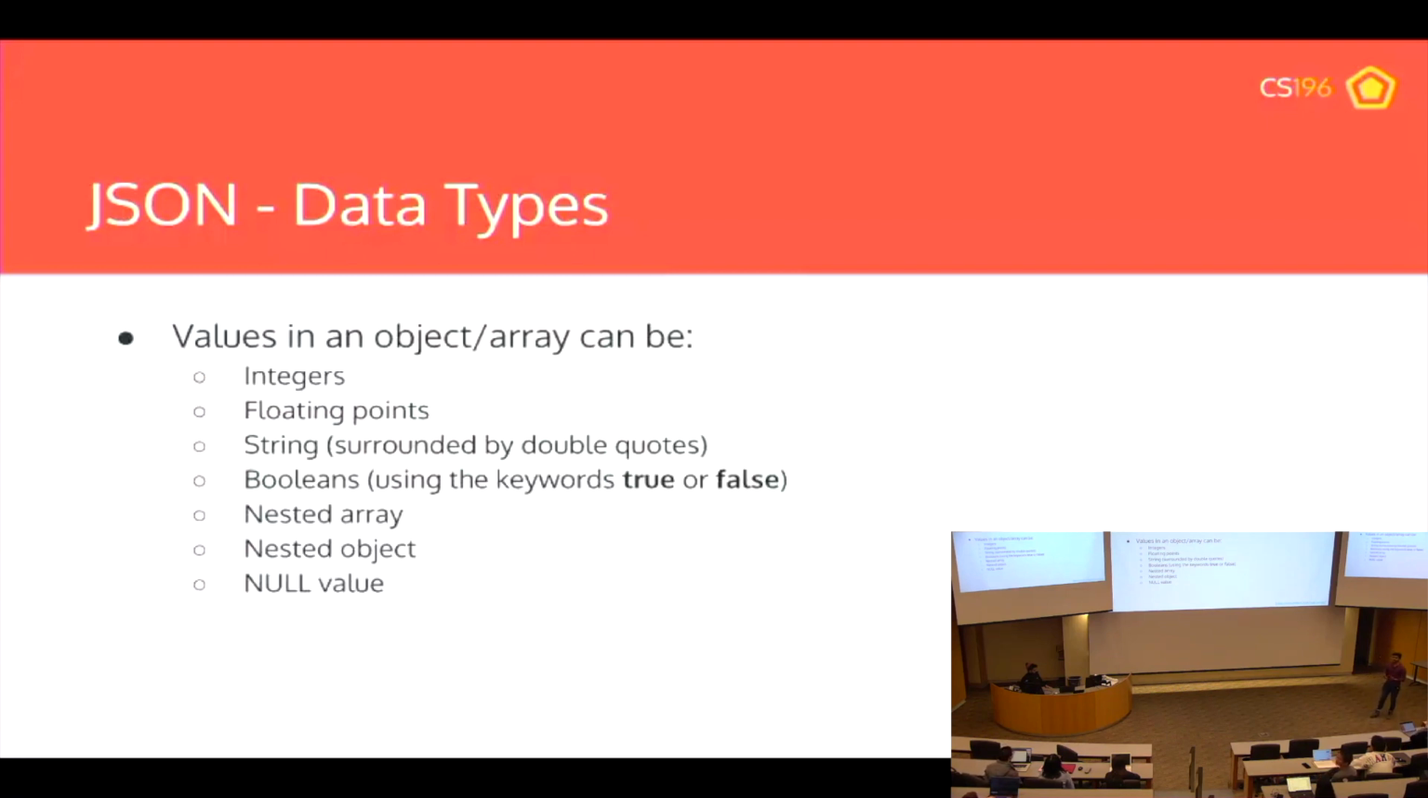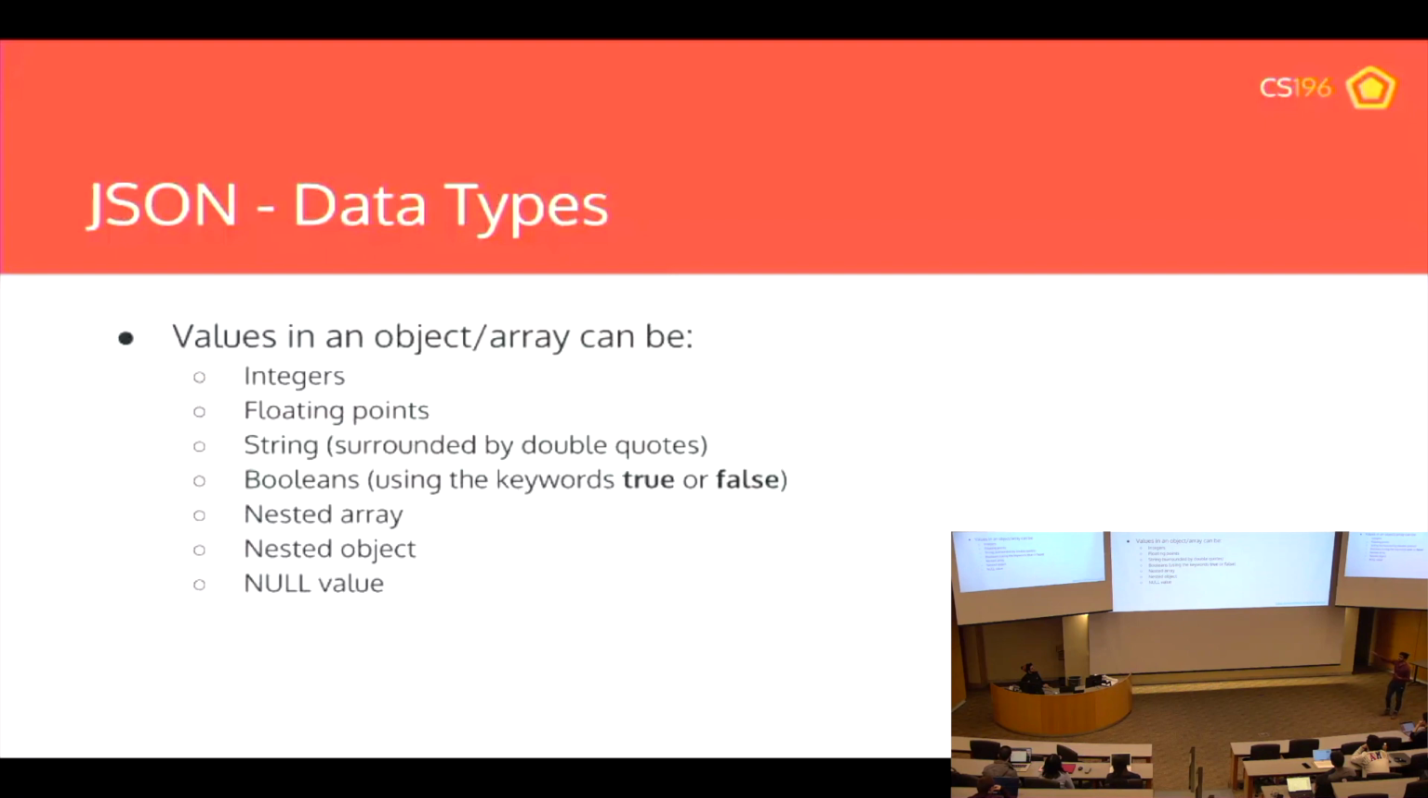You can have a string, which must be surrounded by double quotes. You can have booleans. So that's the keywords true or false. And notice here that the T and F are lowercase. That's important because if you don't do it, you might have errors. You can have nested arrays, nested objects, and then the null value.